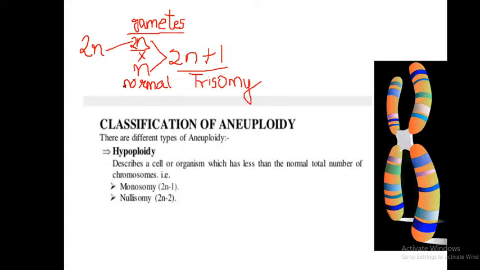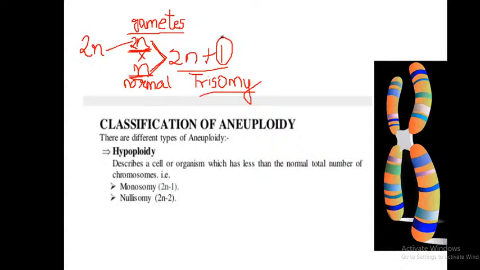Trisomy. Hope it's clear. That is, if an abnormal gamete, due to non-disjunction, is an unreduced gamete, here 2n is an unreduced gamete. If an unreduced gamete fuses with a normal gamete, or n, as a result of that, the new organism that is formed will have the chromosome number 2n plus 1. That is known as trisomy, because one number is more. This condition is known as trisomy.